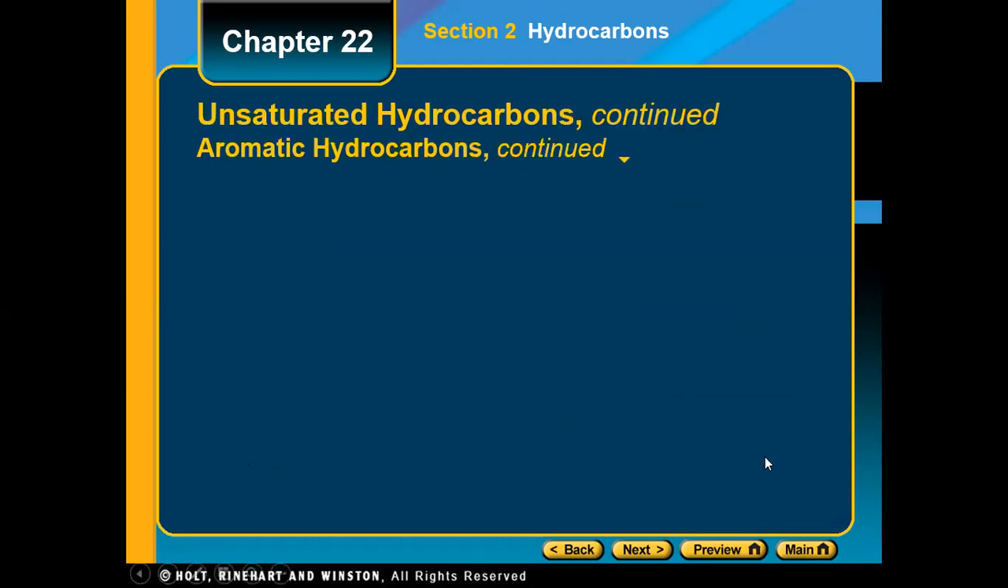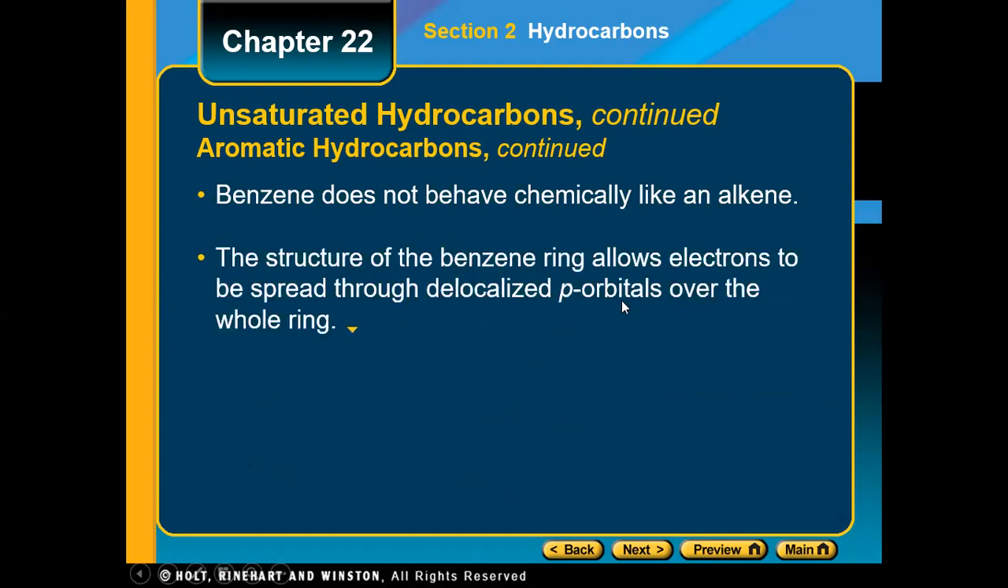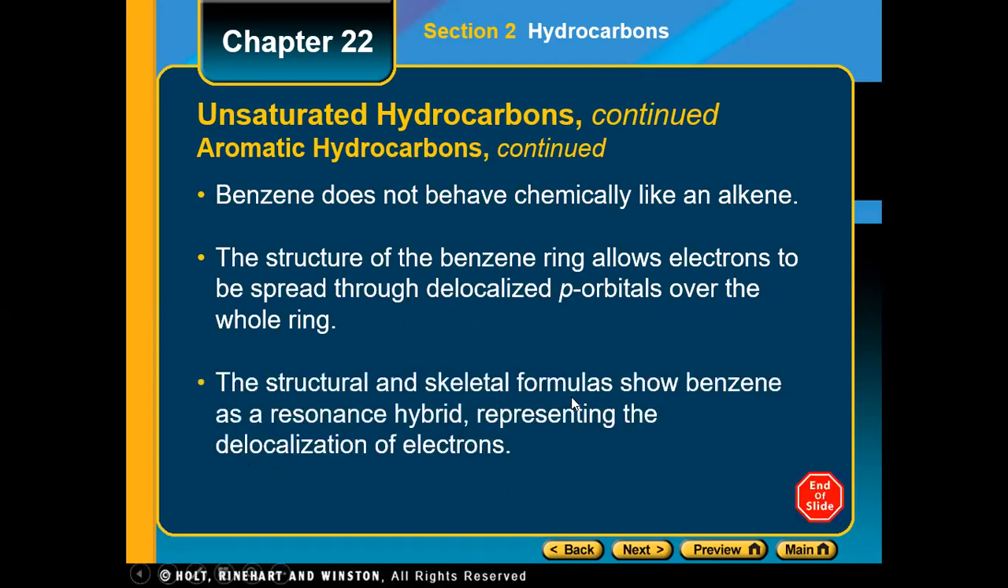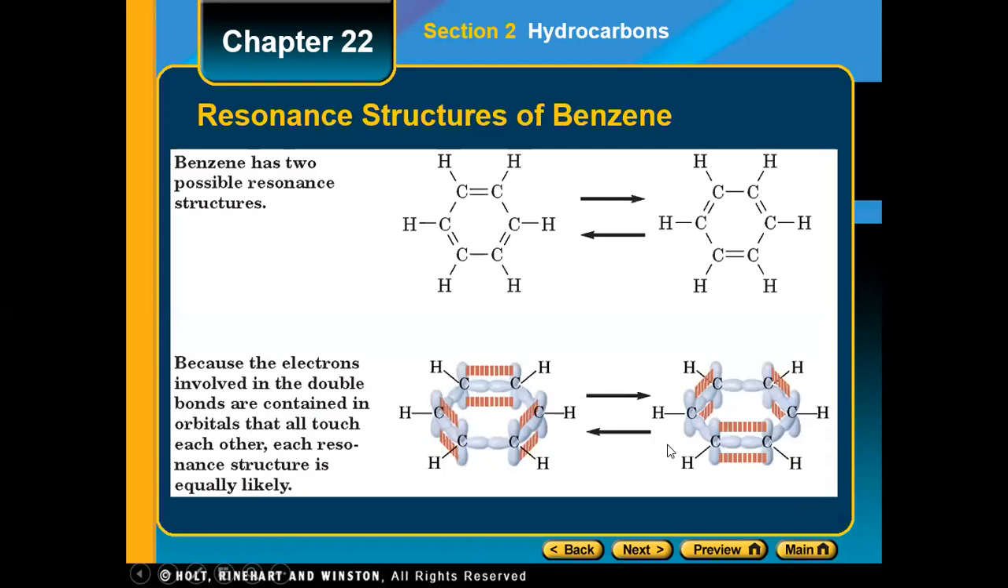About the aromatic hydrocarbons, this guy doesn't behave as an alkene. Remember that this way it is distributed, which allows the electrons to move around, and then you can have the double bonds all over. Again, it's not in a fixed location, but it can rotate, and that's why they draw it with this circle inside. Okay, so this is what I mean.